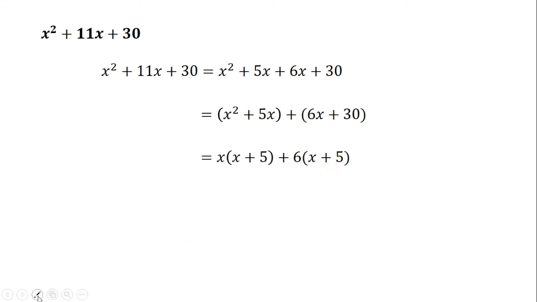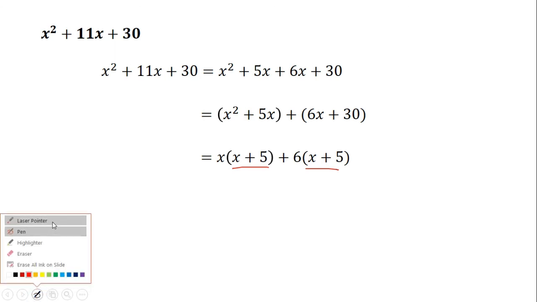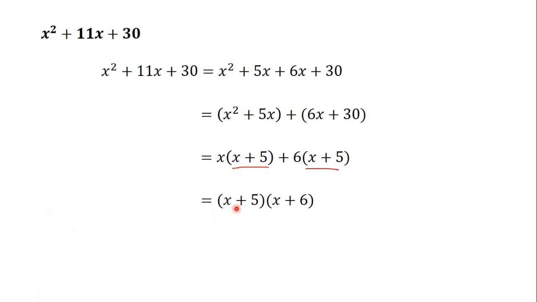Now you can see that in the first bracket here, we have x plus 5. In the second bracket, we have x plus 5. So you pick one of them, x plus 5. Then you pick the x here plus 6 here into another bracket. So we have x plus 5 in one bracket, then x plus 6 in another bracket.